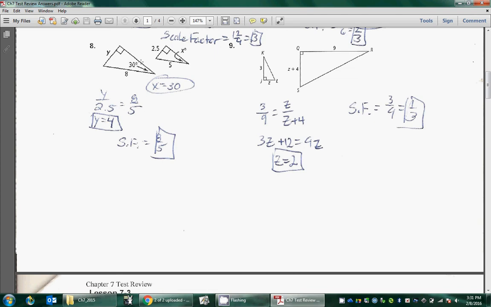For y, it is a side length, so that means I know that I have to set up a proportion. No way around it. Okay, so y is matching with 2.5. Why? Because why not? Just kidding.